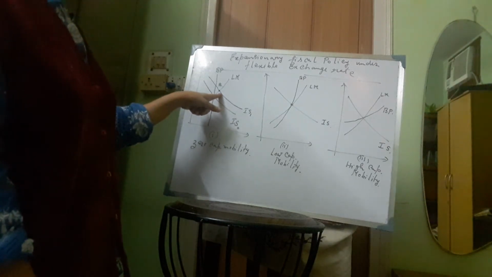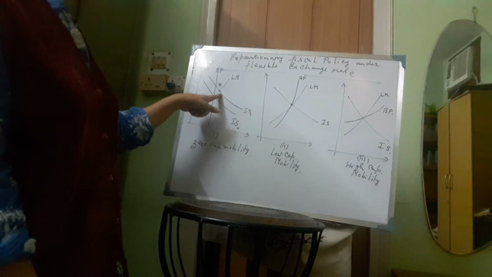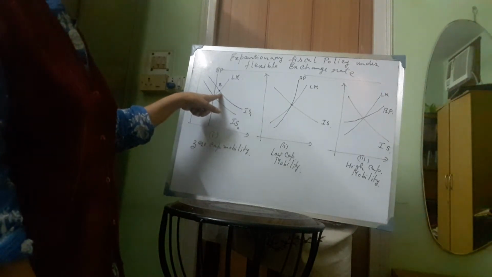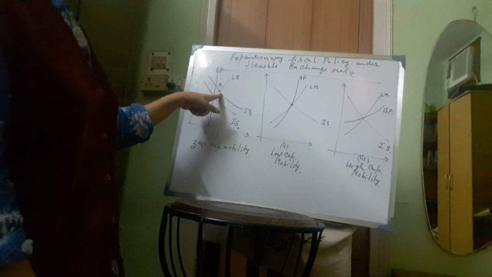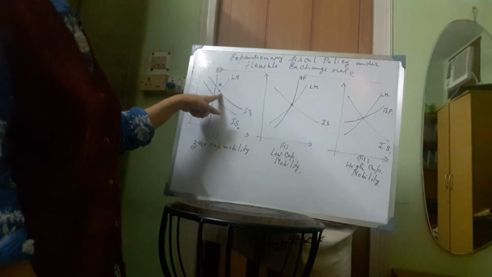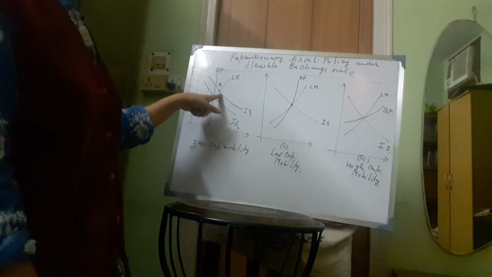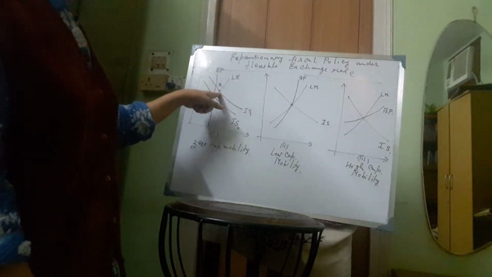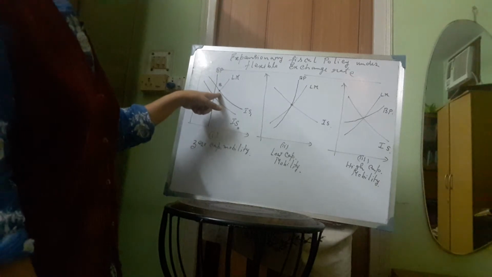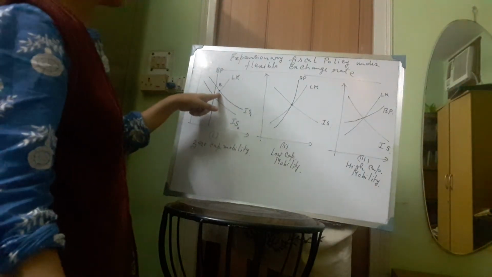Now because of the inflow of more capital, there will be improvement of BOP. But because of the increase in import, there will be a deterioration of the trade balance. Here, the improvement is less than the deterioration. So there will be a net deterioration of the balance of payment, and point B is to the right of the BP schedule. As a result, there will be a BOP deficit at point B.